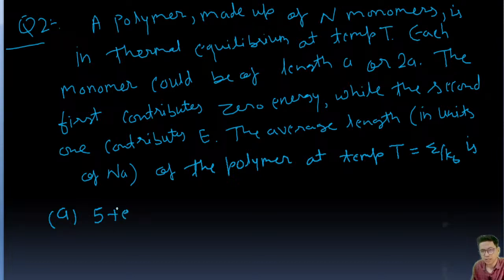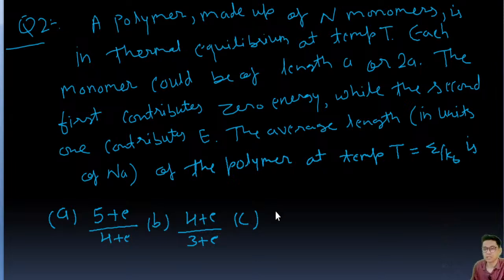Option A is 5 plus E upon 4 plus E. Option B is 4 plus E upon 3 plus E. Option C is 3 plus E upon 2 plus E, and D is 2 plus E upon 1 plus E.